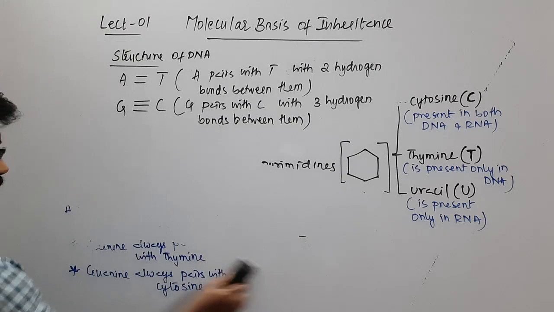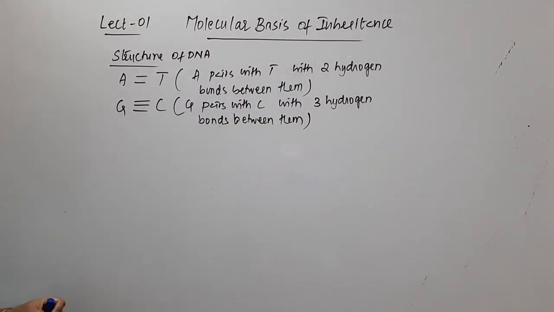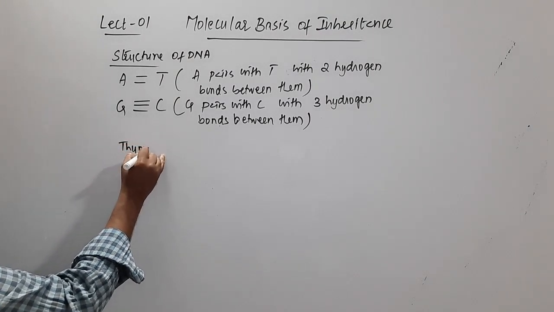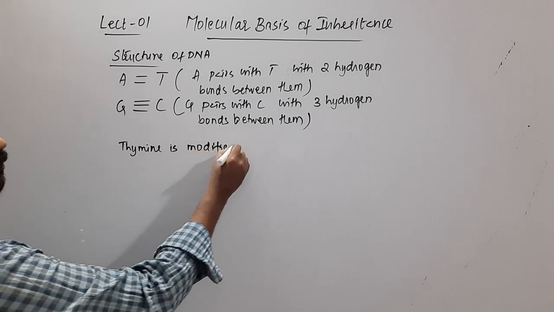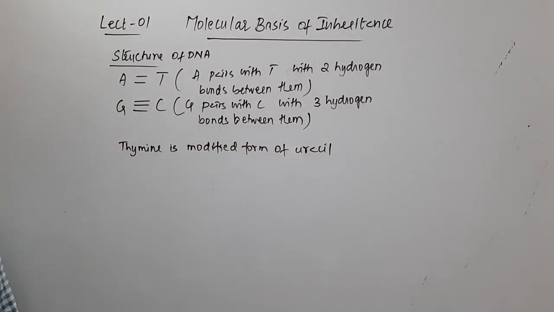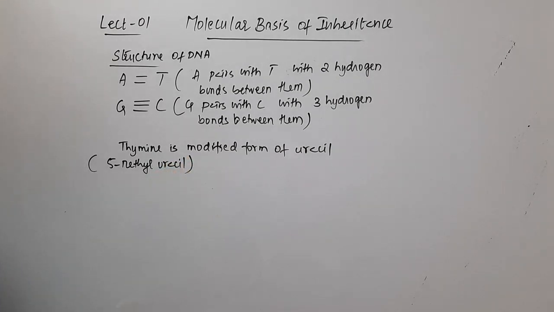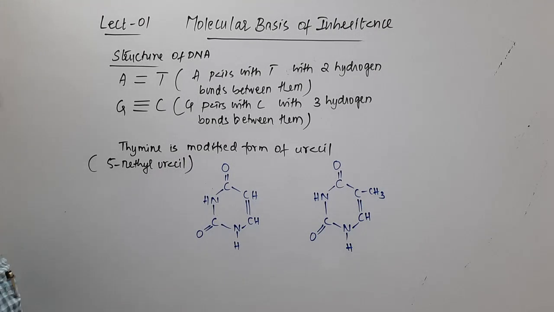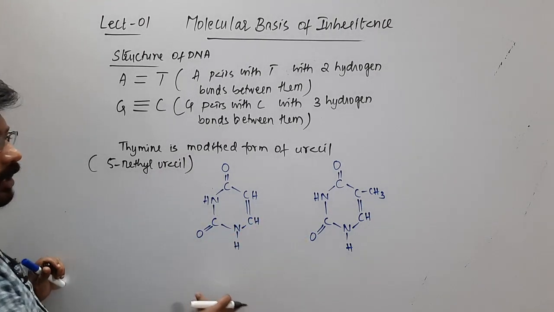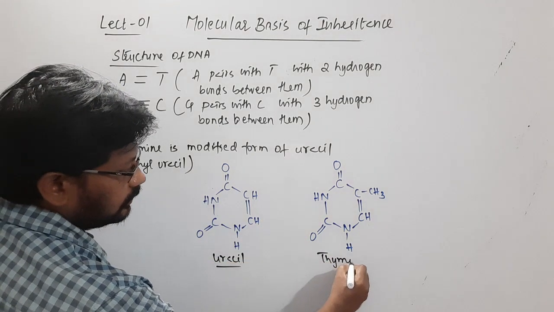So here is one more point, that thymine is a modified form of uracil. So thymine is a modified form of uracil, and for that reason the chemical name of thymine is 5-methyl uracil. So for understanding, I have drawn the molecular structures of uracil and thymine. So this is uracil and this is thymine.